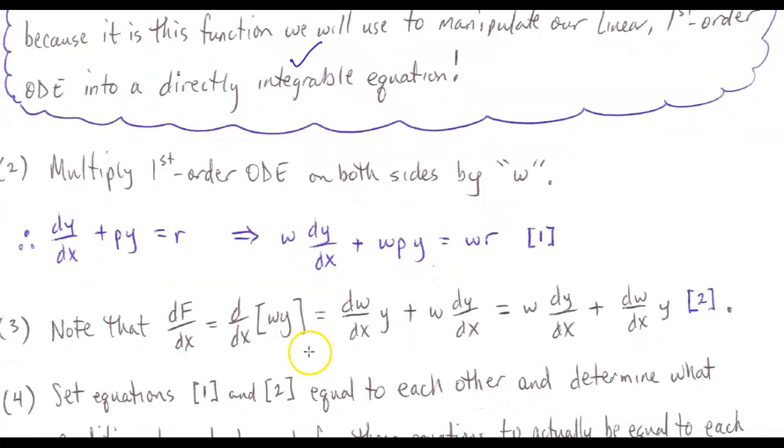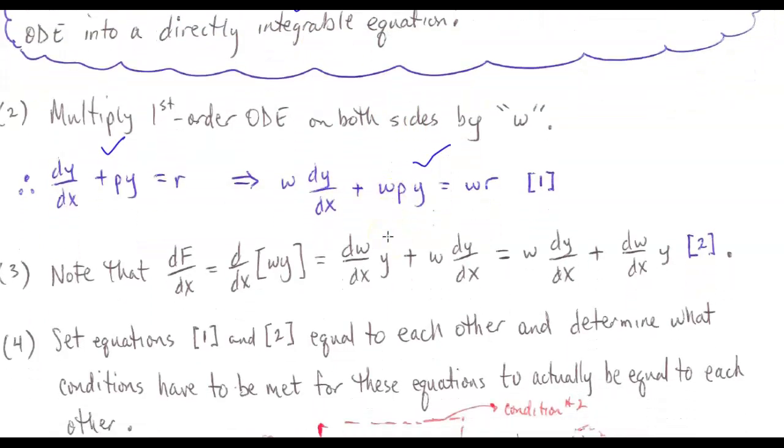All right, so here we want to multiply our first order ODE on both sides by this integrating factor. Okay, so if we have our equation here, we just multiply w by each term, and this is what we end up having. Okay, so we start off by noting this.